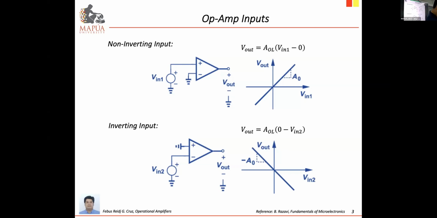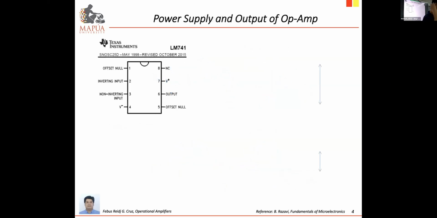Okay, so this is more of a review. We went through this last time. Now, in terms of power supply and its effect on the output, first we have here the LM741. That is one of the most common or popular part numbers for an op-amp.